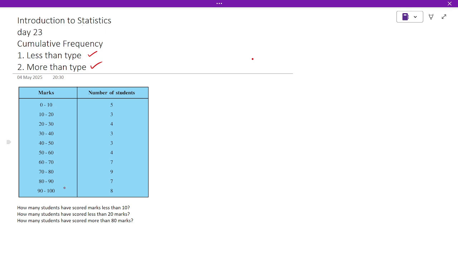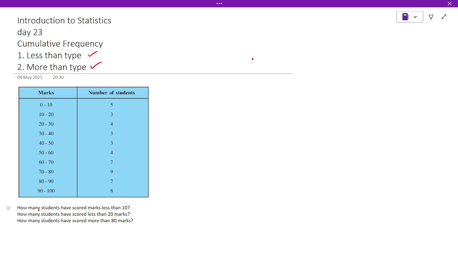Before getting into that, I just wanted you to understand where we use these cumulative frequencies, in which kind of situations. So for example, here I have marks from 0 to 100. I put these marks into different class intervals, different groups. These groups I have taken as continuous class intervals. Again, these are all the number of students. Now there are three questions.